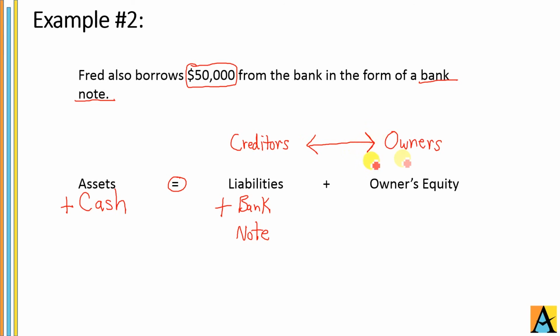And so we're still balancing, we're good. What's happened to one side, an increase, has happened to the other, an increase. Of course we will get into this later, but for right now we can see that $50,000 would be the amount of this.